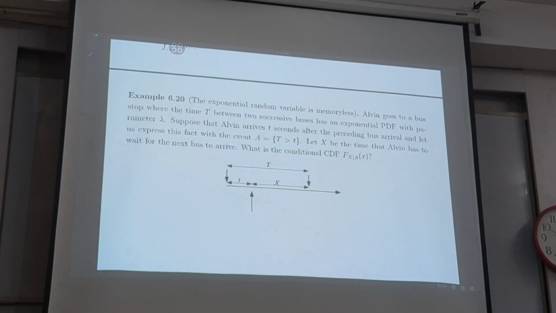The exponential random variable is memoryless. Did I discuss it in this class? My memory says I discussed it, but the other section denied it.